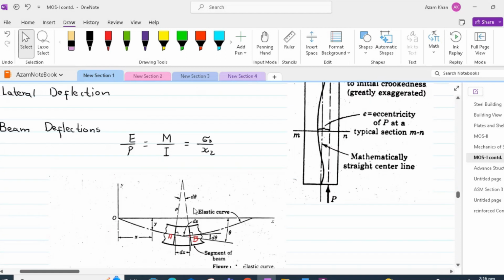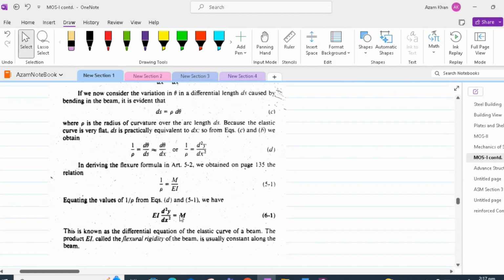Now, from our previous discussion of flexure stresses, we derived that E by rho is equal to M by I is equal to sigma by y. Thus, from this ratio, 1 by rho is equal to M over EI. And plugging the values, we get M equal to EI d2y by dx squared. EI is called flexural rigidity of the beam.